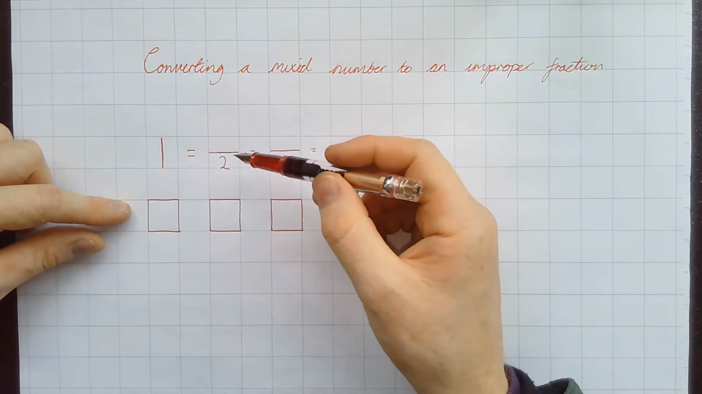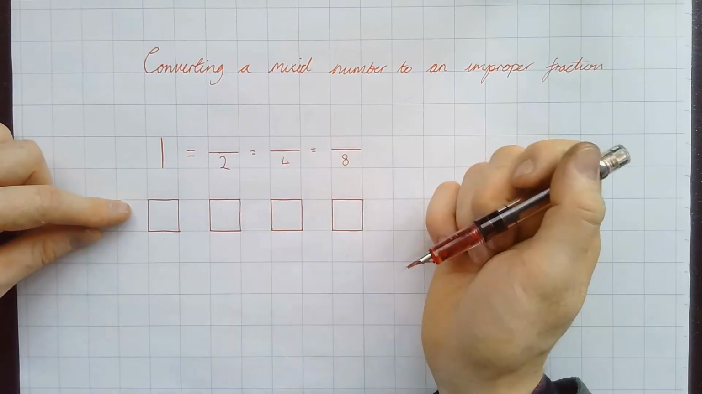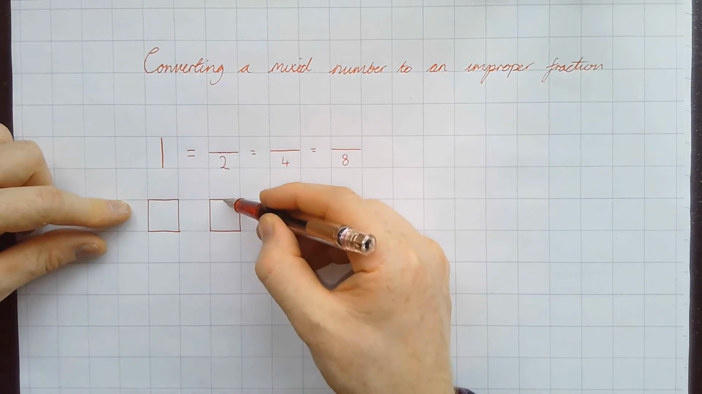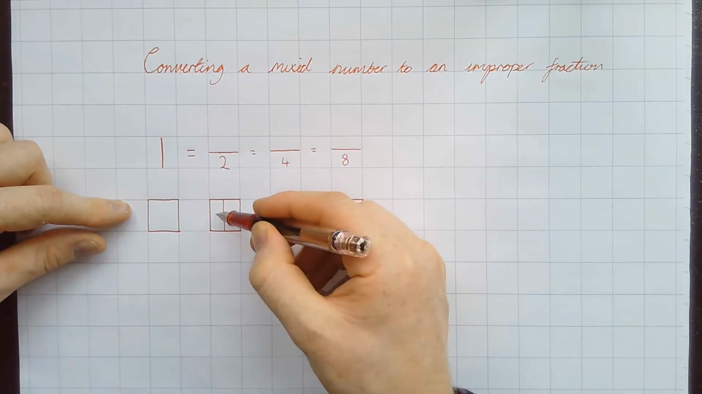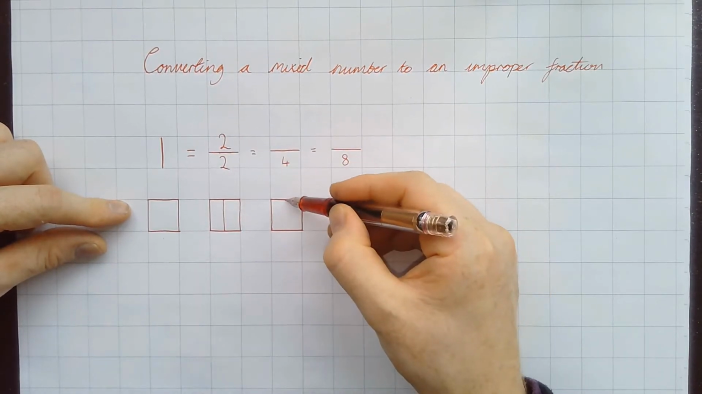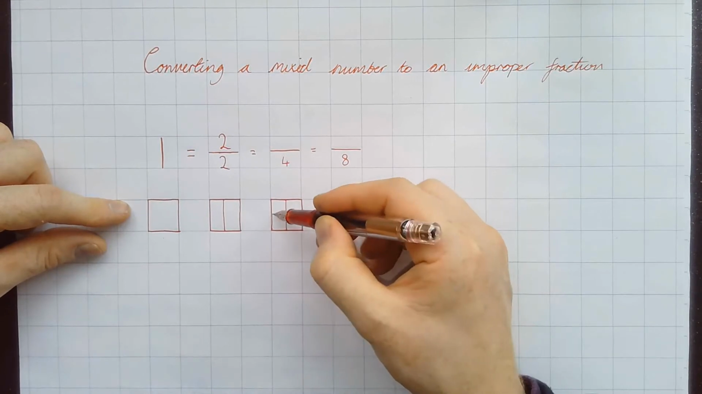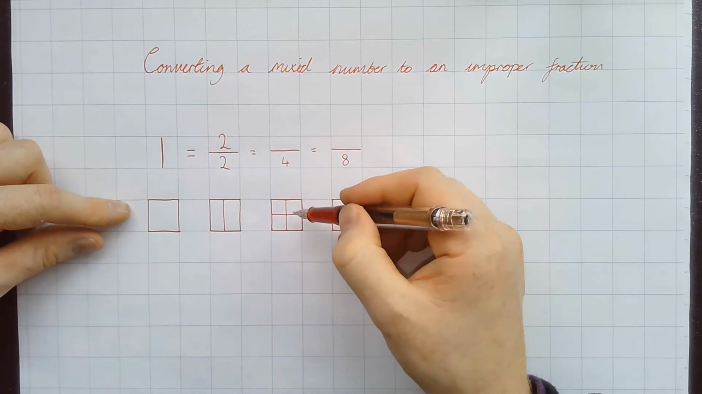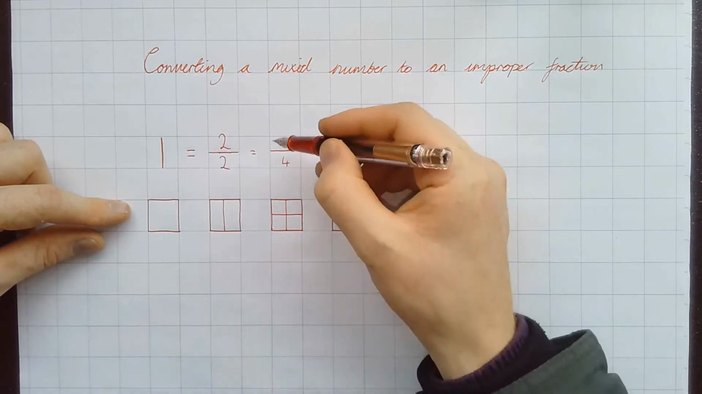So what we want to know, first of all, is how many halves are equal to a whole. If we split it into half, how many pieces do we have? We have 2 pieces. 2 pieces make the whole. How many quarters make a whole? Here it is in quarters. 1, 2, 3, 4 quarters make a whole.